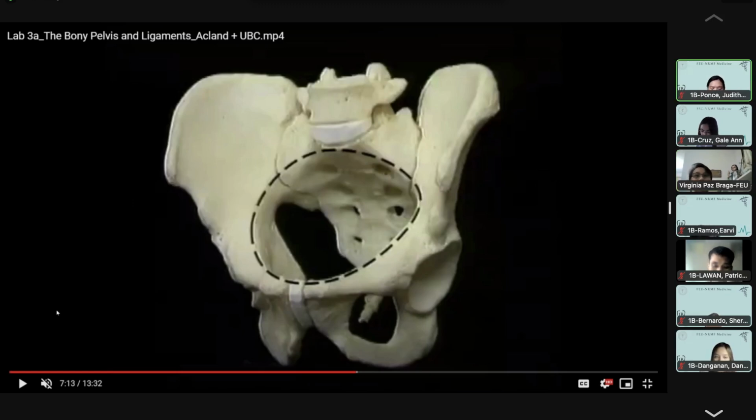Okay, very good. So the usual next question would be, what are the borders that form the pelvic inlet or the pelvic brim? May I ask for a volunteer? Yes, Dr. Castro? For the posterior po, it's sacral promontory and lateral is iliopectineal line. And then the anterior po is symphysis pubis. Okay, very good.